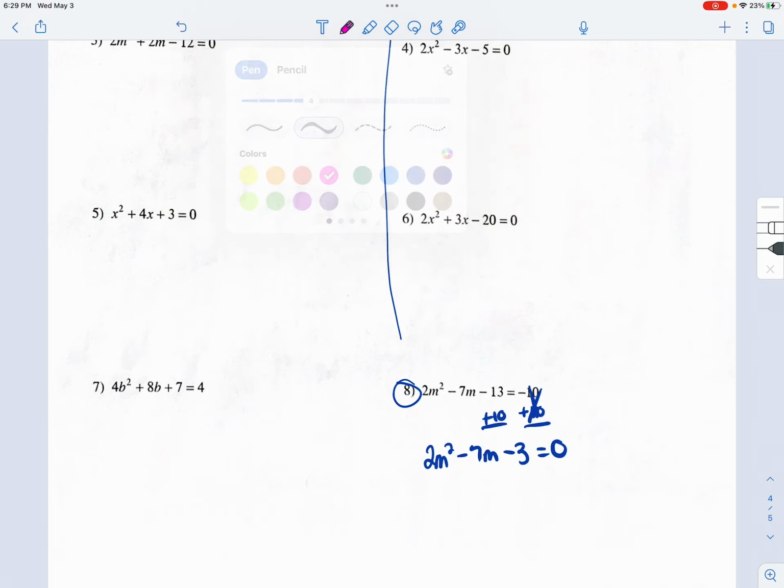And then from here, you identify your a, b, and c, which is 2, -7, and -3. And you can finish the rest.